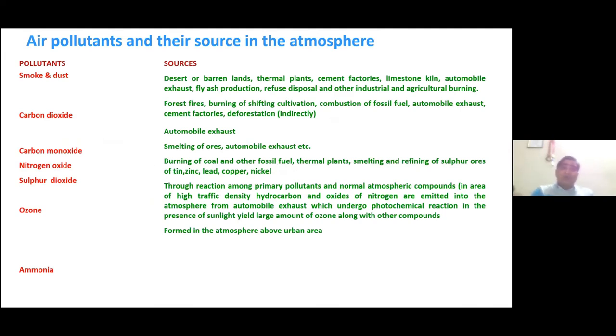So friends, if we talk about air pollutants and their sources in the atmosphere, the pollutants are smoke and dust, carbon dioxide, carbon monoxide, nitrogen oxide, sulfur oxide, ozone, and ammonia. Just you can see here, these are the different types of sources. Smoke and dust come from deserts, barren lands, thermal power plants, cement factories, etc. Carbon dioxide comes from forest fires, burning of shifting cultivation, cement factories, deforestation, combustion of fossil fuels, etc. Carbon monoxide comes from burning of coal; each has different sources.